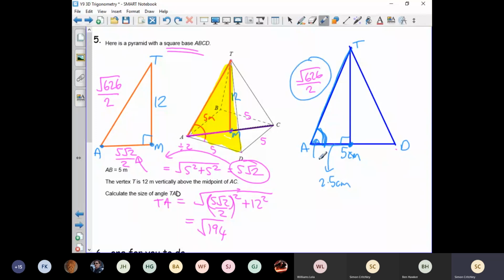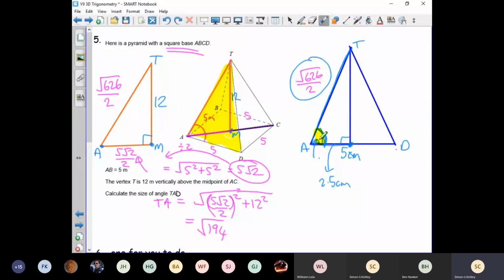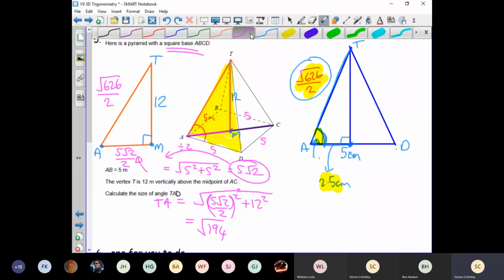Write it in the chat. Last question. Is it sine, cos, or tan inverse to allow us to work out this angle in here, given that I've got this side and this side of this right angle triangle? What do you got, Finn?